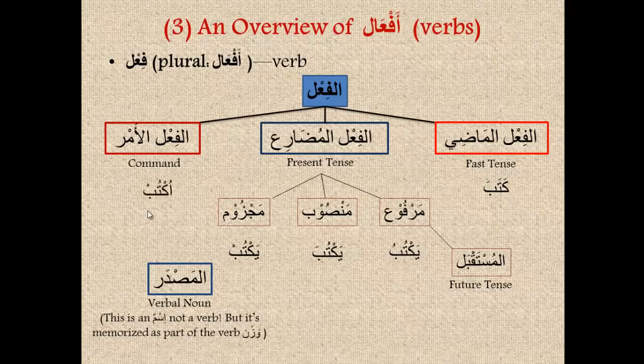And the command, of course, is uktub, which means write when you're commanding someone to do so. Uktub. And the future tense is sayaktubu. So notice how these two are identical, except in the future tense we've added a particle, a harf in front, sa, to signify the future. Sayaktubu. So again, this is the full splitting tree of Arabic verb conjugation.